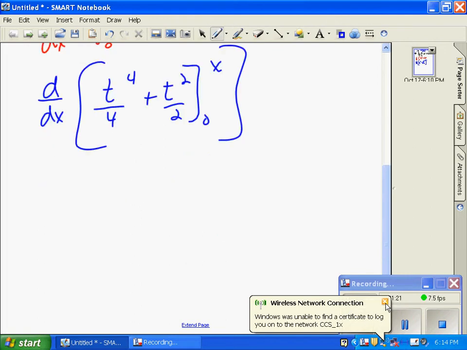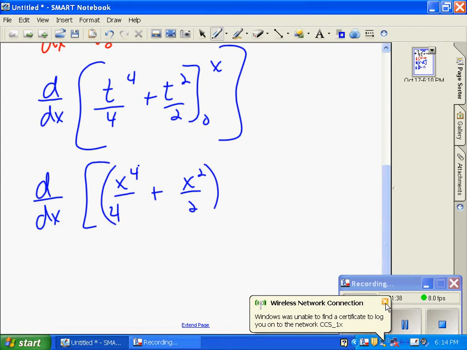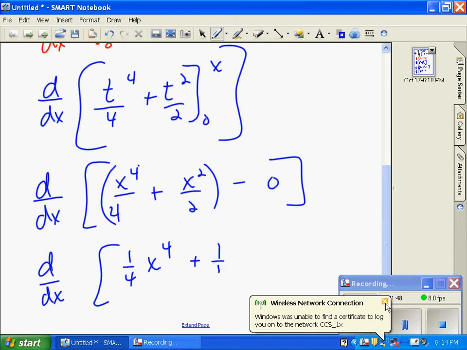So doing inside the brackets, I'm going to get x to the fourth over 4 plus t, make that x squared, over 2. That's the first one, plug in x, minus, now just plug in 0. So what I get then is the derivative out front of 1/4 x to the fourth plus 1/2 x squared.